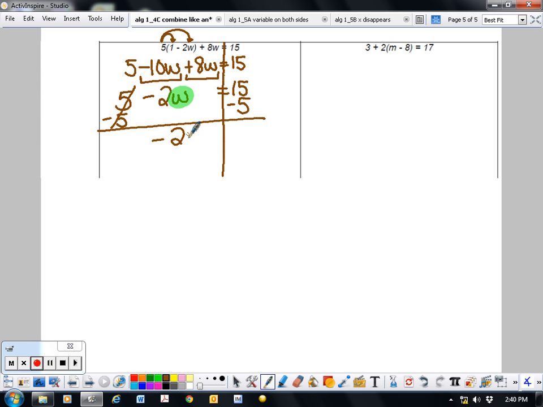I'm now left with a negative 2w. And remember, I'm always leaving that number right next to the letter for the last step. So 15 minus 5 is 10. And now, because those are side by side, it's multiplication, and to undo multiplication, I divide. And I divide by that exact same number. So negative 2 divided by negative 2, the negatives cancel, leaving us just with w. 10 divided by negative 2 is 5. There's not another negative to cancel out, so the answer is negative.